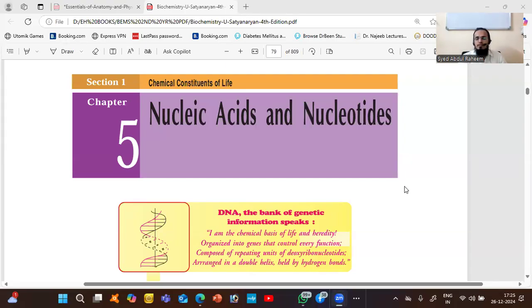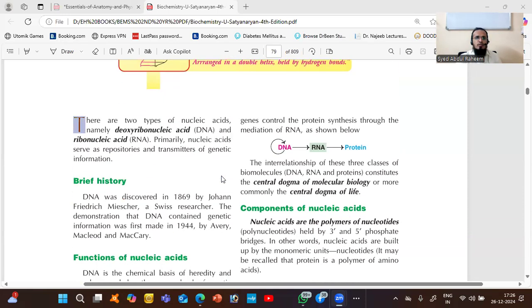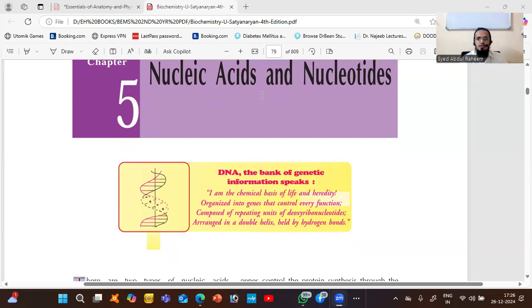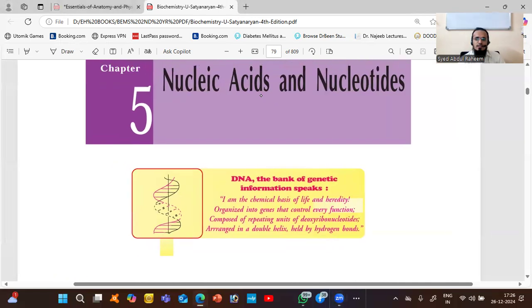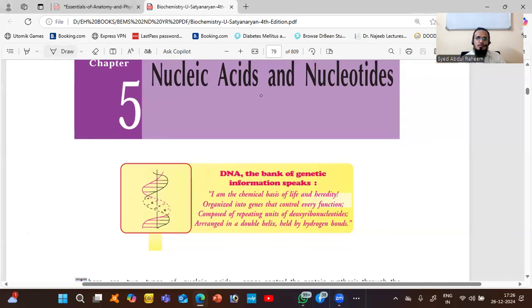So in the previous class, we studied proteins and amino acids. Today we are going to talk about nucleic acids and nucleotides. So basically in our body, we have the smallest units, which are called cells. These are the cells.